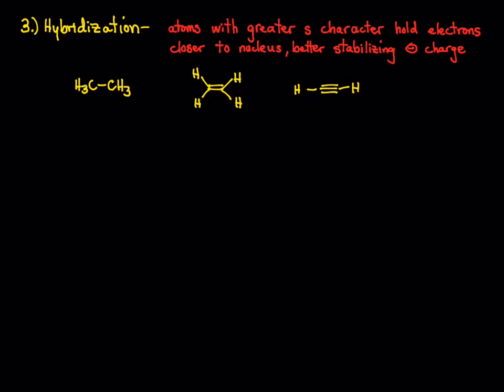Since the sp hybridized carbon atom contains 50% S character, it is better able to stabilize the negative charge that results from the acid becoming deprotonated to form a conjugate base. Thus, ethyne is most acidic with a pKa of 25.